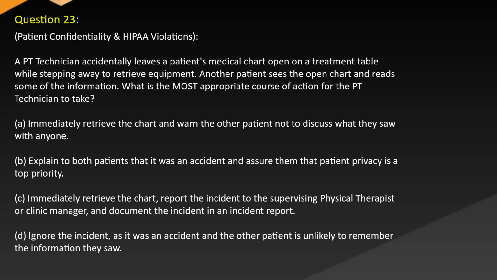A. Immediately retrieve the chart and warn the other patient not to discuss what they saw with anyone. B. Explain to both patients that it was an accident and assure them that patient privacy is the top priority. C. Immediately retrieve the chart, report the incident to the supervising physical therapist or clinic manager and document the incident in an incident report. D. Ignore the incident as it was an accident and the other patient is unlikely to remember the information they saw.